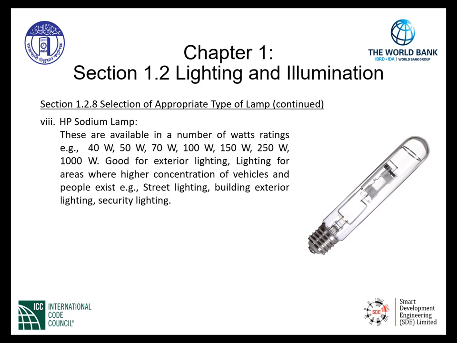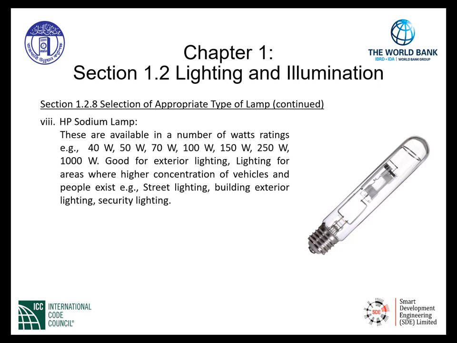Section 1.2.8, item number 8, high pressure sodium lamp. In these types of lamps, sodium is pressurized under high pressure within an arc tube with xenon and mercury. An electrical current is then passed through the arc tube. A ballast is utilized to control the current through the lamp. This produces a golden to white light.